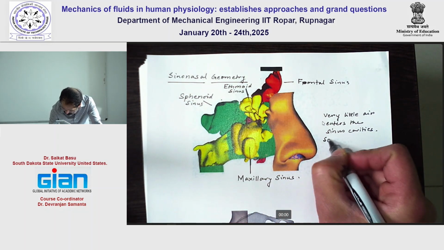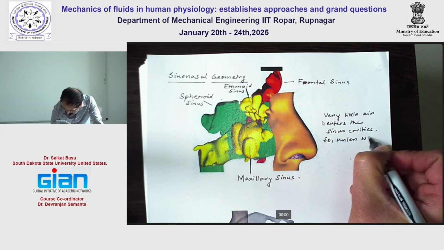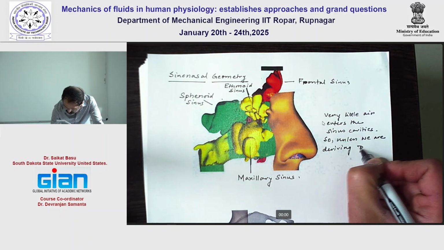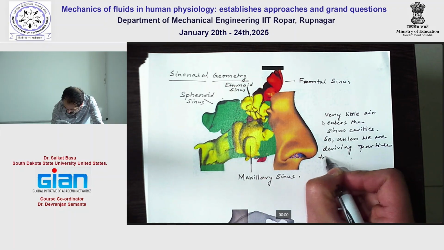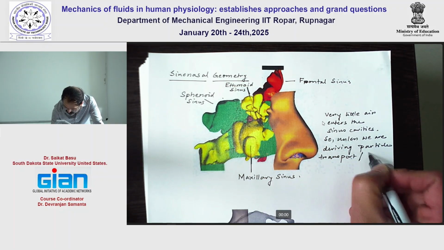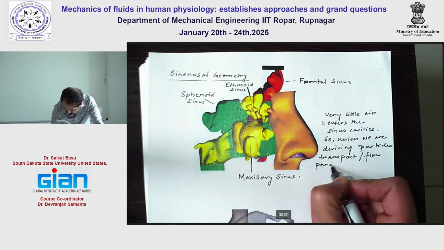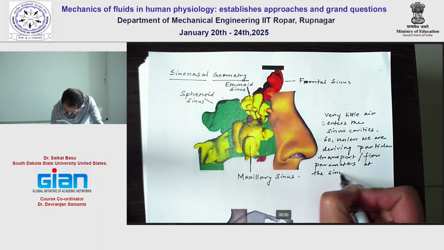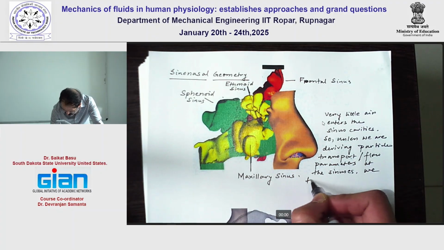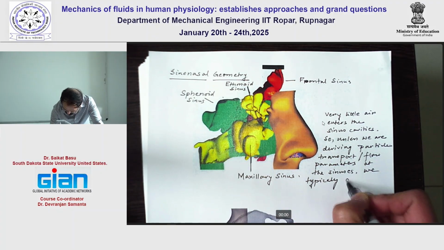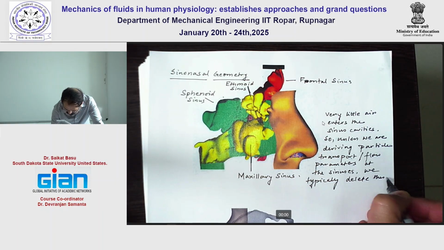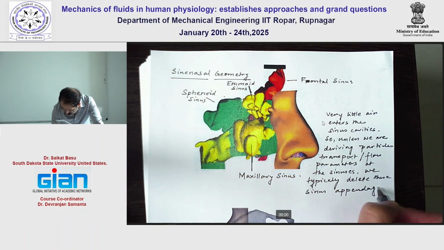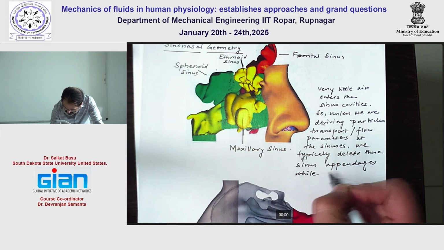So unless we are deriving vertical transport or flow parameters at the sinuses, we typically delete these sinus appendages while developing the respiratory physics model.